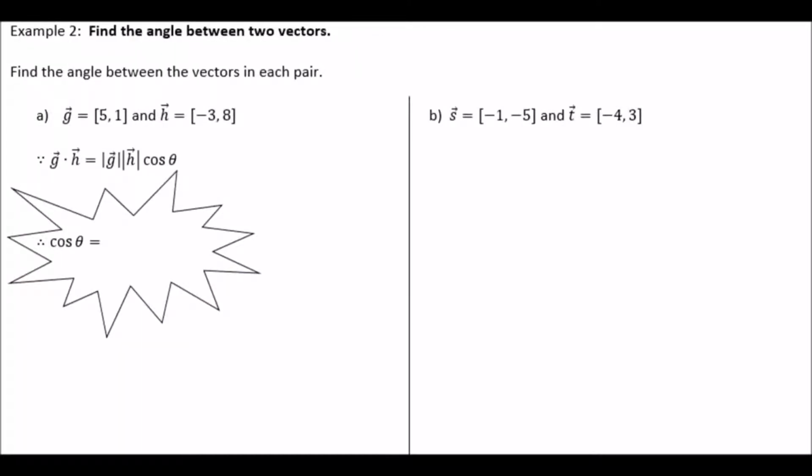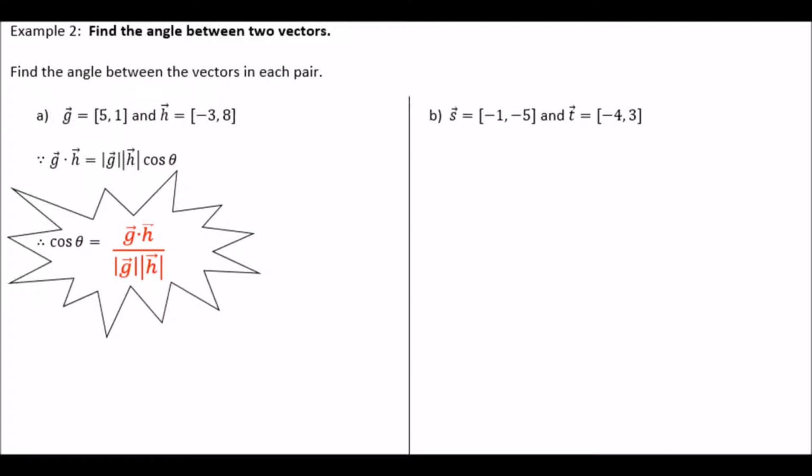All right, next question is find the angle between two vectors. So here I want to find the angle between the vectors of each pair, so G and H. Now we know that G dot H is equal to the magnitude of G, magnitude of H, cos of theta. So I can rearrange this formula by isolating for cos theta, dividing both sides by the magnitude of G, magnitude of H, and I get this formula here. This formula is actually very valuable when wanting to find the angle between two vectors. So here we go. I can do this.